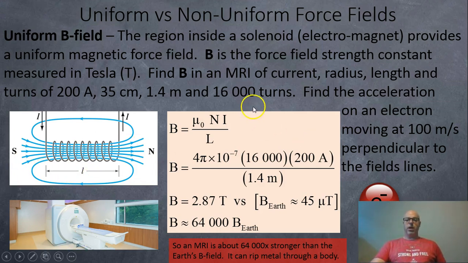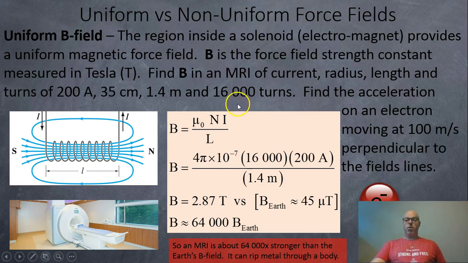So if you are using a solenoid like this, the formula for calculating the field strength is the permeability of free space, mu naught, times the number of turns per unit length, times the electric current. For example, I was looking up an MRI machine, which is used to take pictures of what's inside your body. One of them advertised that it uses 200 amps current. It's got a 35 centimeter radius, it's 1.4 meters long and has 16,000 turns.